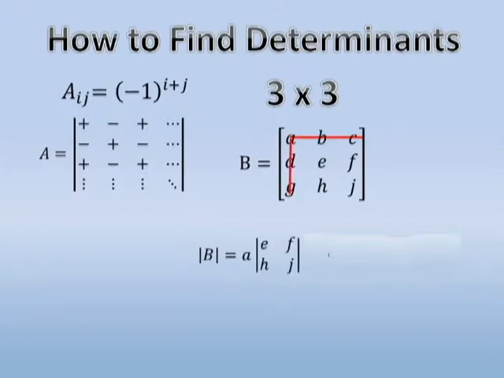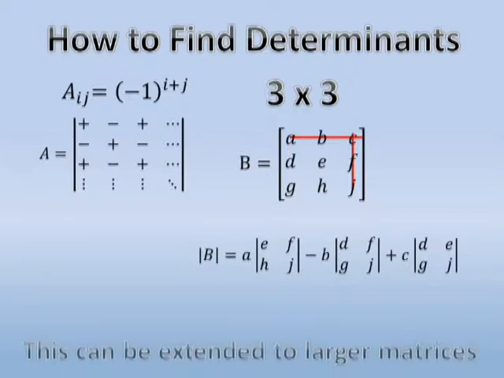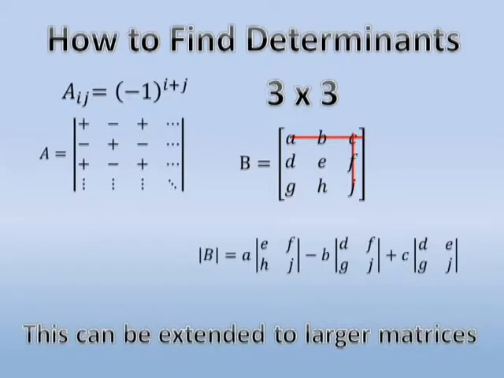A times the determinant of the remaining numbers, minus B times the determinant of the remaining numbers, plus C times the determinant of the remaining numbers will give you the determinant of matrix B. This method can be used to find determinants of larger matrices.